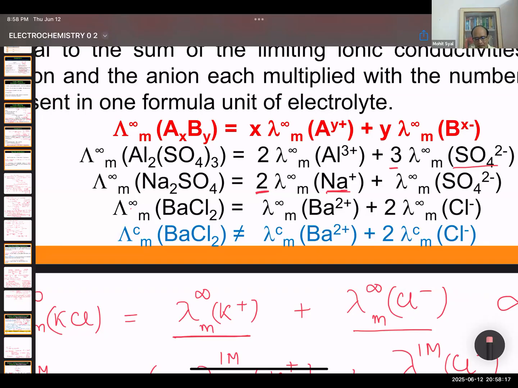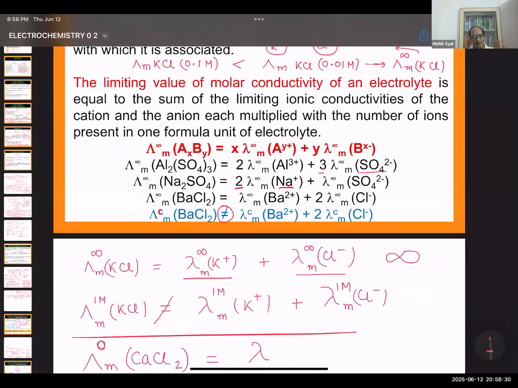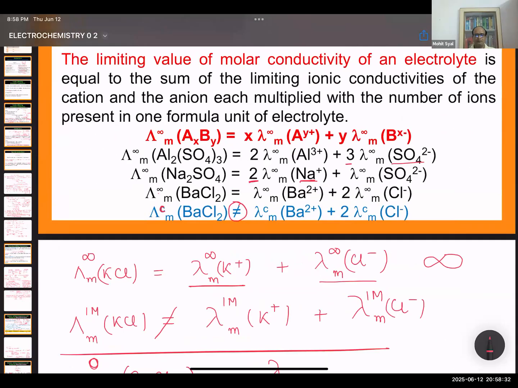Barium chloride at any other concentration, C, that could be 1 mole, 2 mole, 2 molar, this is not valid, because this is not infinite dilution. Is that clear to everyone? Any doubts? Aisha, Marwa, Jasleen, tell me quickly.